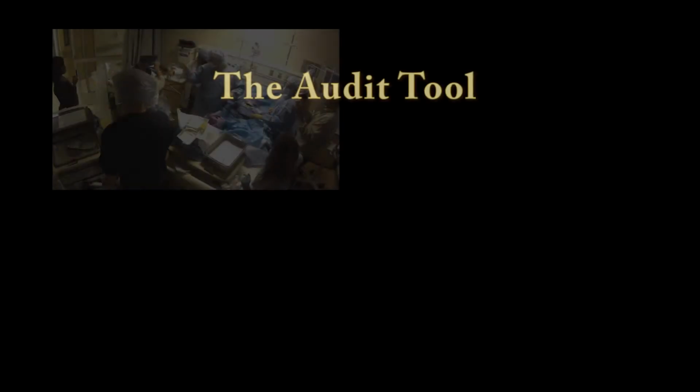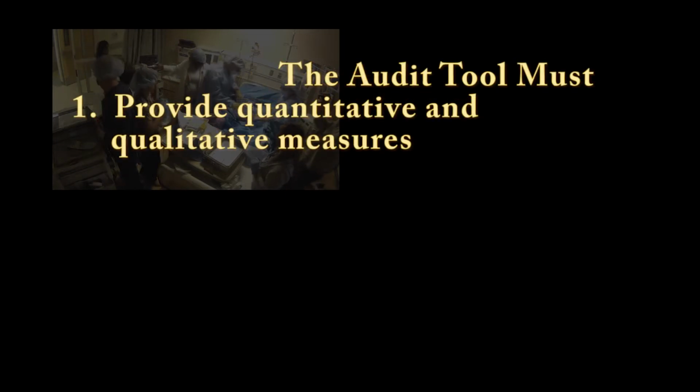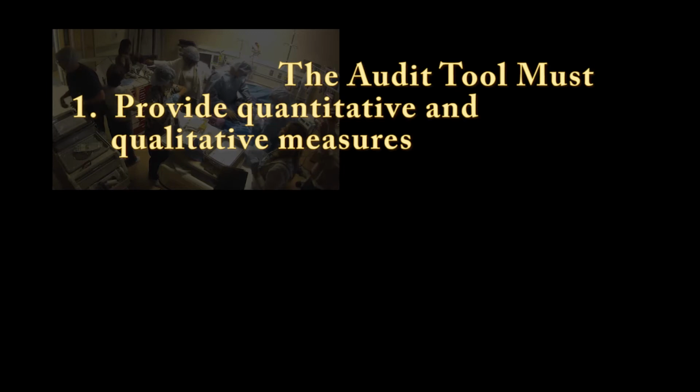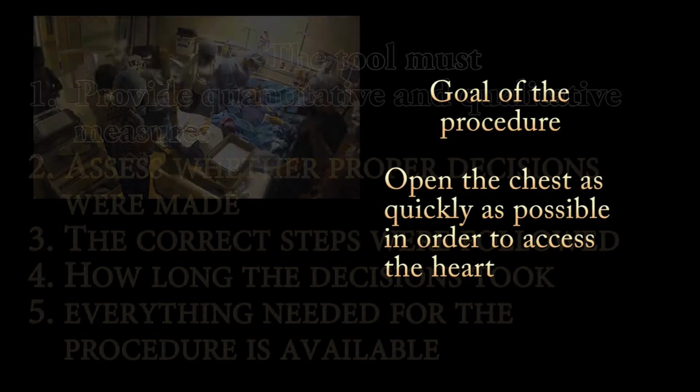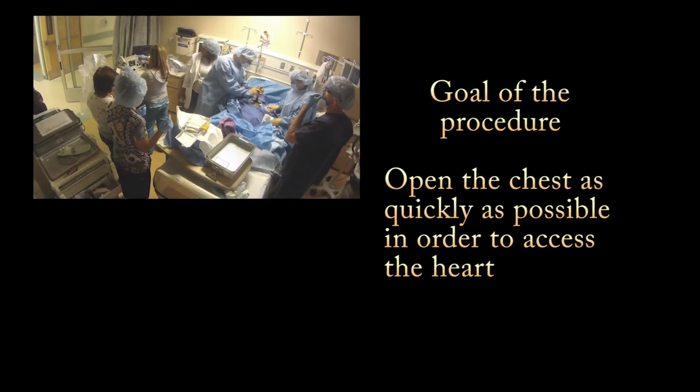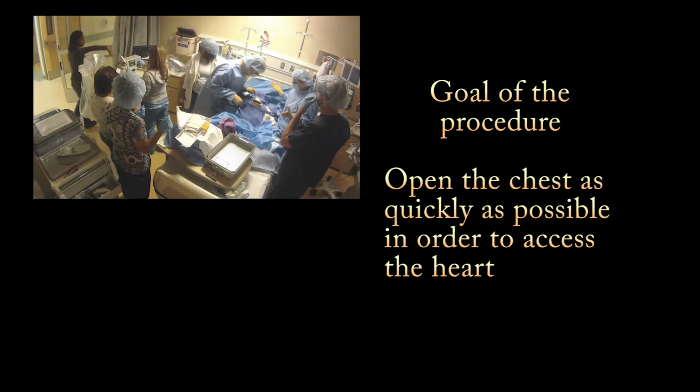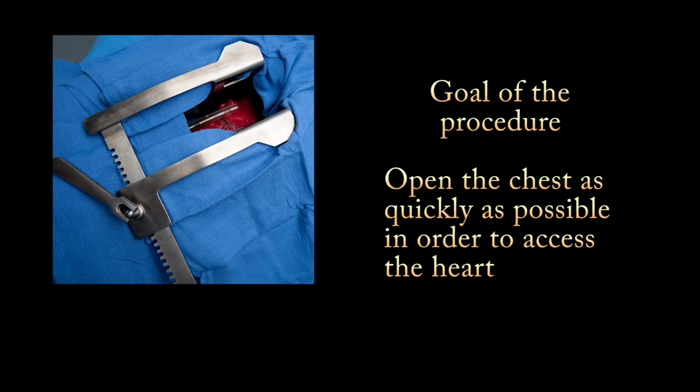The audit tool needs to provide quantitative and qualitative measures that can be used by the team to both assess and improve their performance. In particular, the tool needs to assess whether the proper decisions were made, the correct steps were followed, how long they took, and if everything needed for the procedure was in place. The goal of the procedure is to get the chest open as quickly as possible in order to access the heart. To assess team performance, an audit tool consisting of 5 parts was developed.